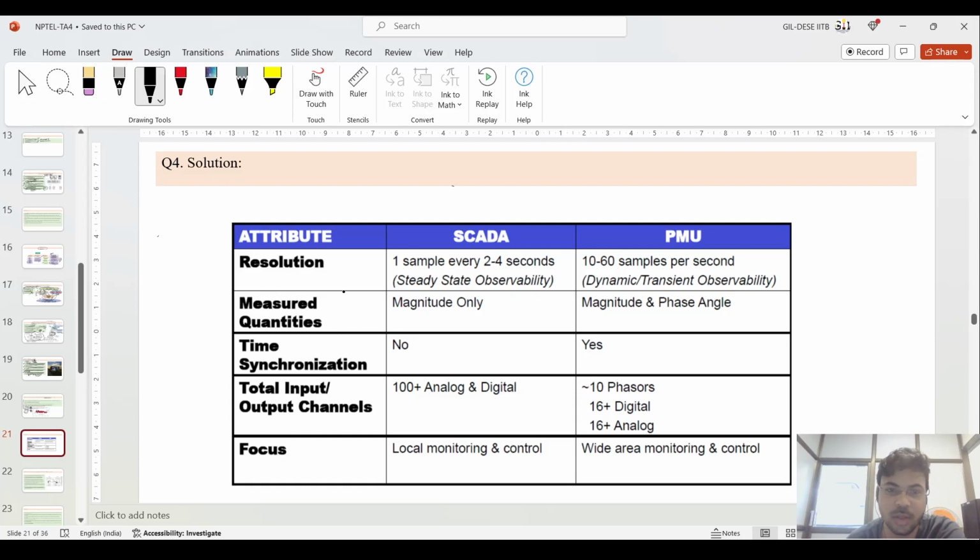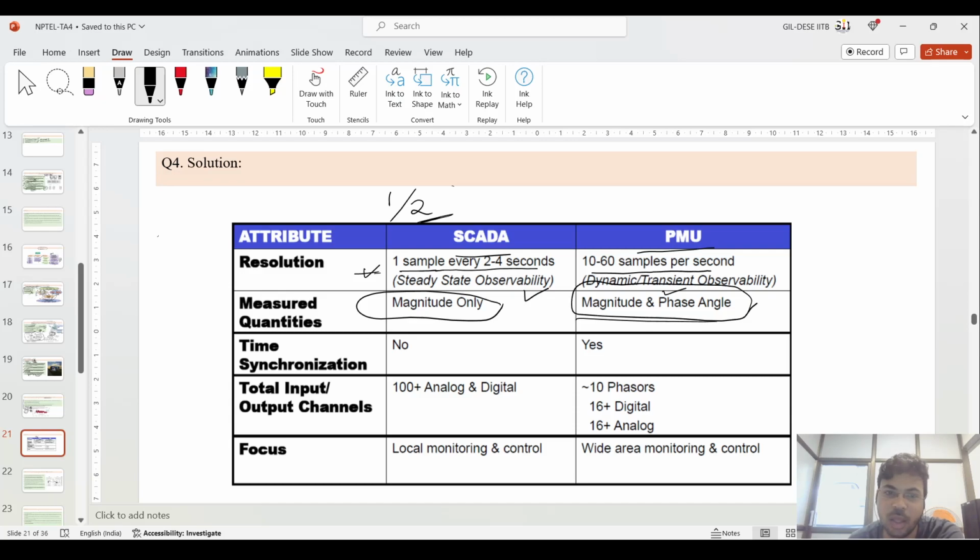This is the basic image what you have been given in the slides itself. This SCADA system and PMUs have totally different functionality and operation. First is the resolution. SCADA has a low resolution, that is one sample every 2 to 4 seconds. That is, they have a low sampling rate. If you come to the PMUs, it has a larger sampling rate, that is 10 to 60 samples per second, and it also gives transient and dynamic observability. But in the SCADA, you have steady state observability.